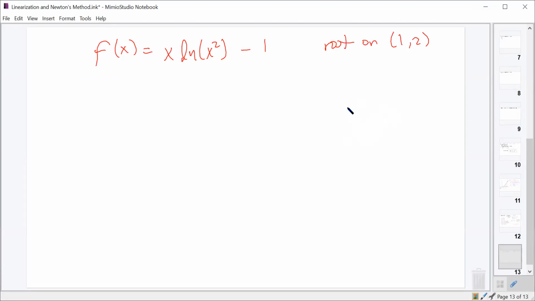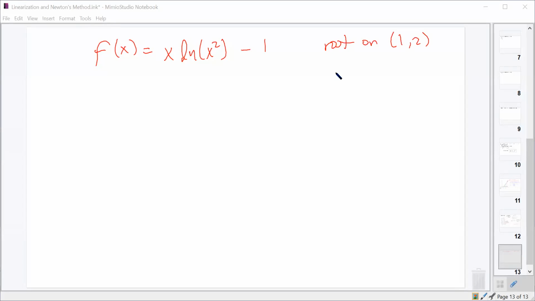Oh, sorry, Cassandra, I didn't see you type that in the chat. We're going to do a more complicated one. x squared minus 3 would have been fine also, although we should know that that should be the square root of 3 and negative square root of 3, right? All right, we're going to use this one: x ln x squared minus 1.